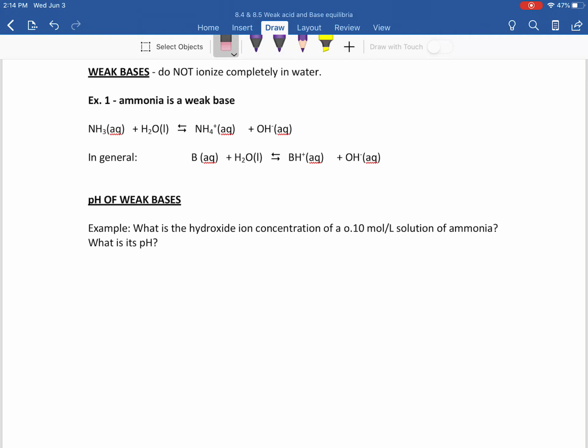Okay, so only about 10% of the base goes forward. And what does it mean to be a base? Well, a base is a proton acceptor. So in most cases, because our bases are in solution, they're aqueous, the proton donor will be water.